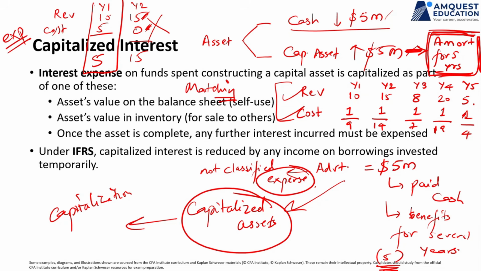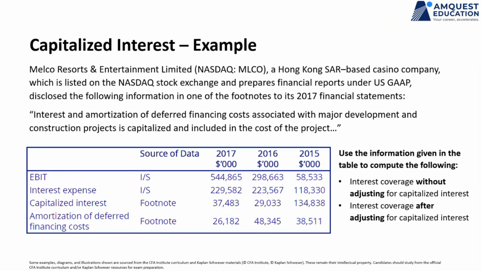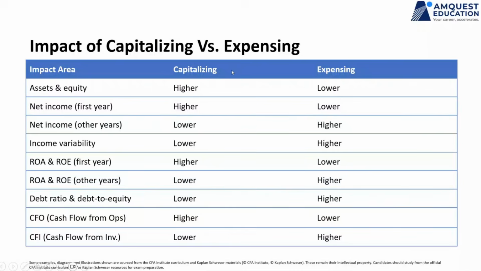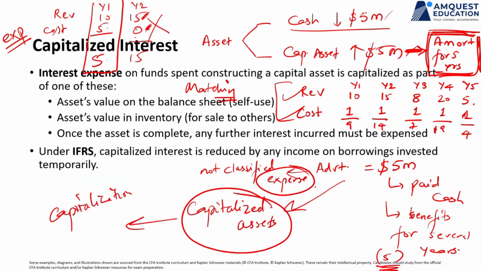So I said revenue 10, cost 5, profit 5. And then in the next year, if you notice, I've said there is no cost. So then you will have a very sharp dip in profits, and then a very high increase in profit because there's no cost. So your numbers will look very spiky.